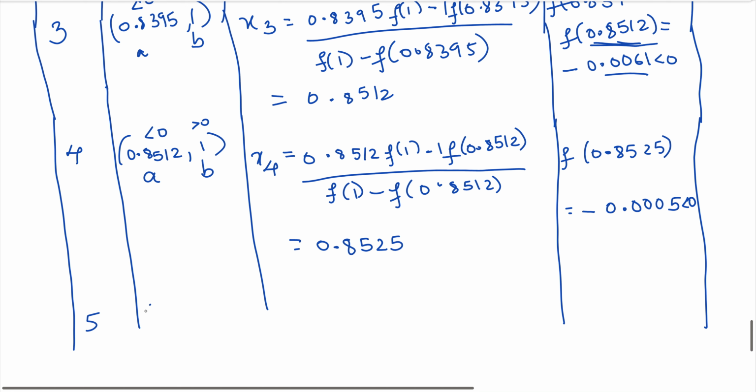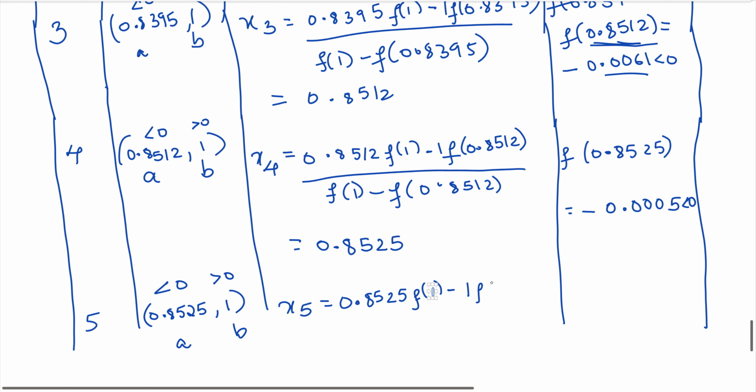So in our fifth iteration we are going to replace what was giving us less than 0 with our new x value. So 0.8525 comma 1. So this is less than 0, this gives us greater than 0. This is our new A, this is our new B. Now let's find out x5. x5 is equal to 0.8525 into f of 1 minus 1 into f of 0.8525 divided by f of 1 minus f of 0.8525.